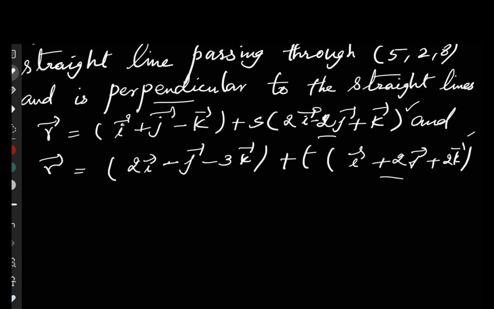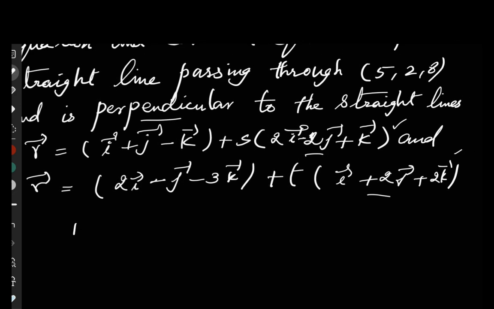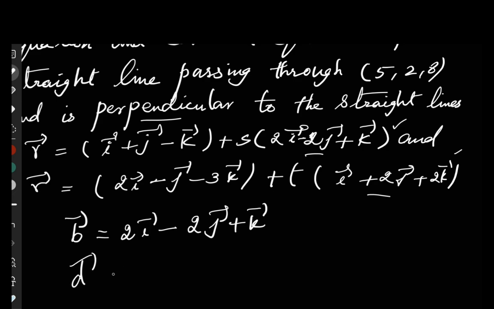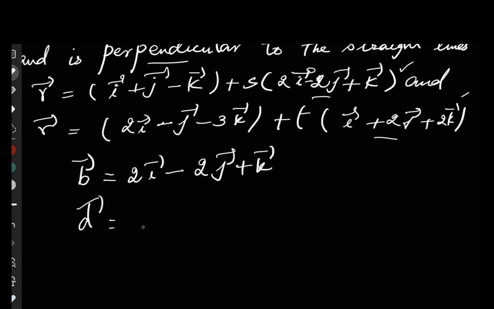First, from these two lines, let me collect the parallel vectors. Here this is a point through which the line passes and it is parallel to this vector. Let me mark it as vector B, which is 2i minus 2j plus k. When I take the second line, this is a point where the line passes through and this is the parallel vector. Let me take it as vector D, which is i plus 2j plus 2k.